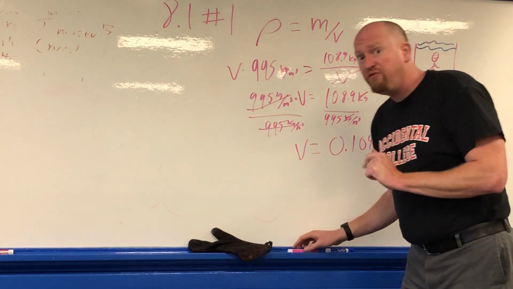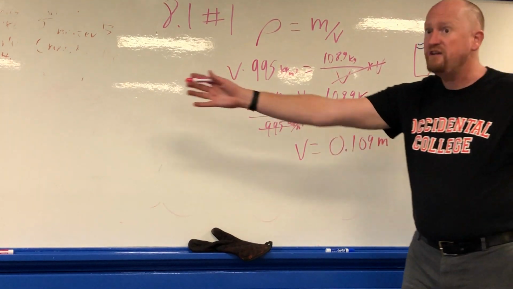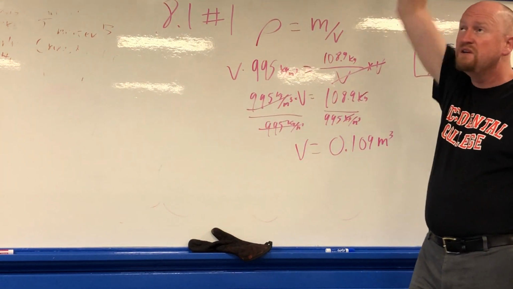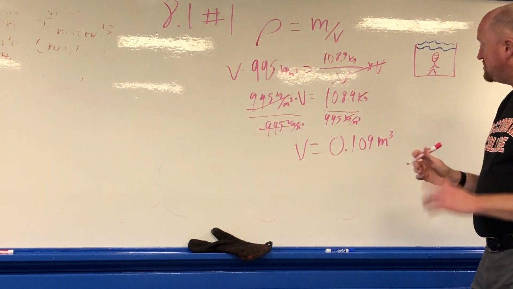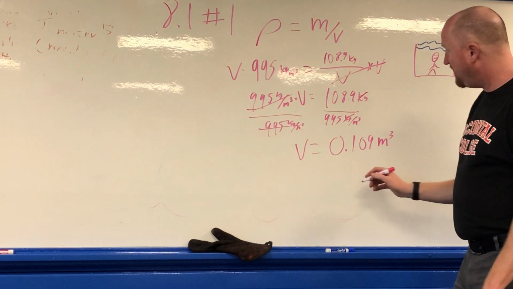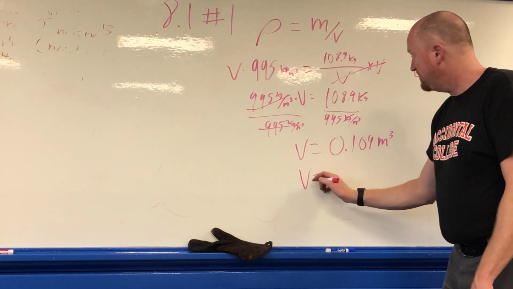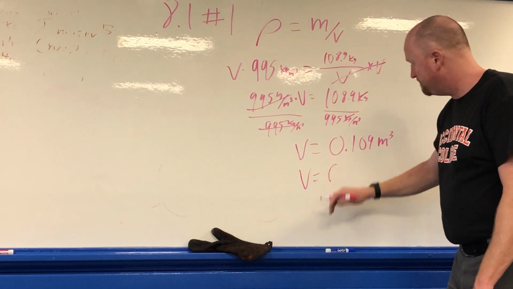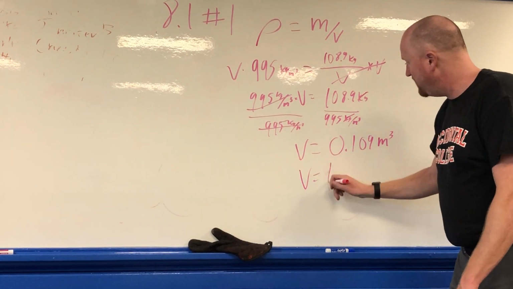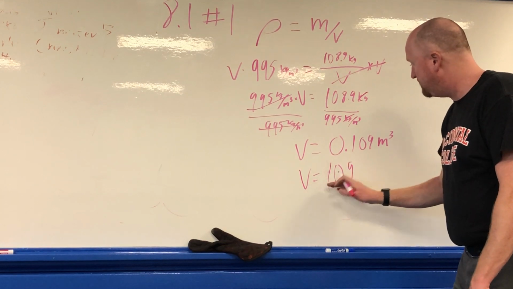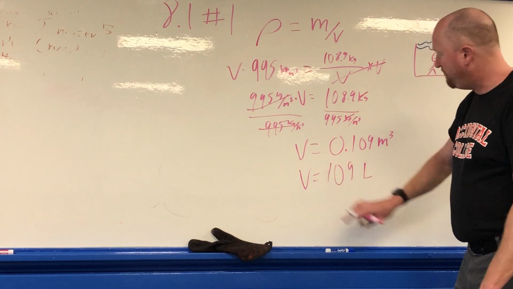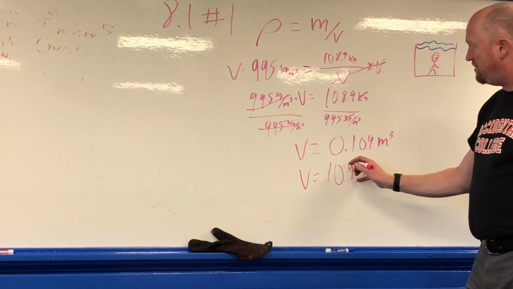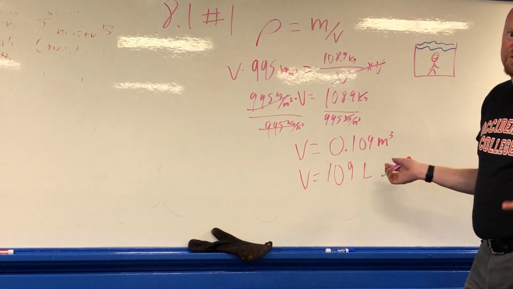Now, if you want to find out what that is in liters, 1 cubic meter is 1,000 liters. So I simply multiply this by 1,000, and I would get volume is equal to 109 liters. So when you look at it in terms of liters, it actually is quite a bit.